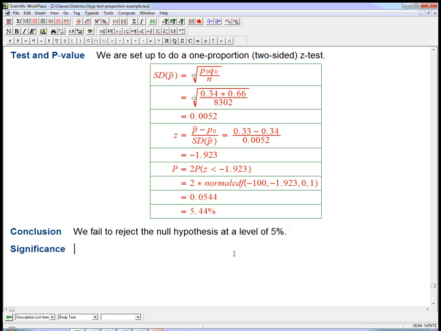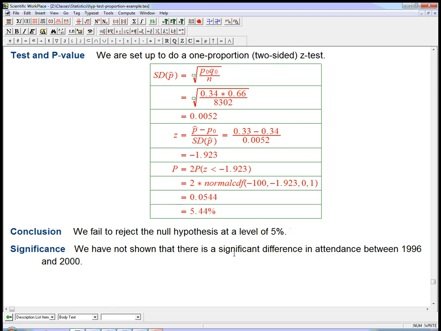Okay, and then the last thing is just the significance. Okay, we have not shown that there is a significant difference in attendance between 1996 and 2000. Okay, but we do not assert that there is no difference. That's this very different thing. In other words, we do not say that we have proved the null hypothesis.